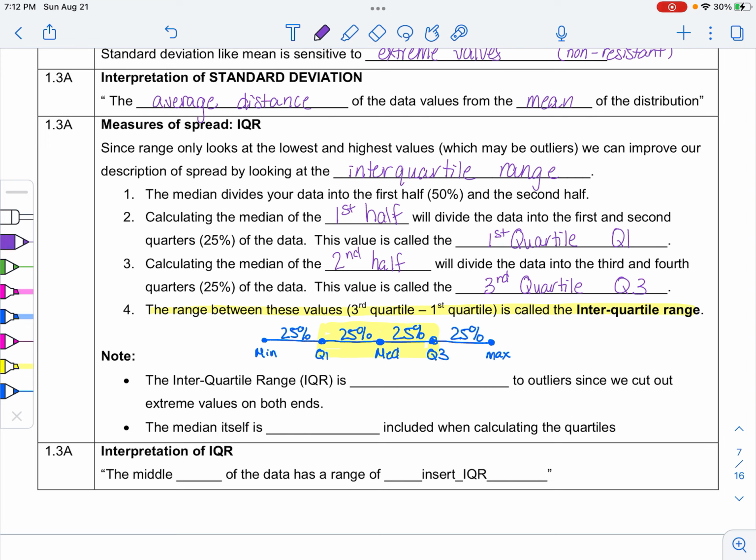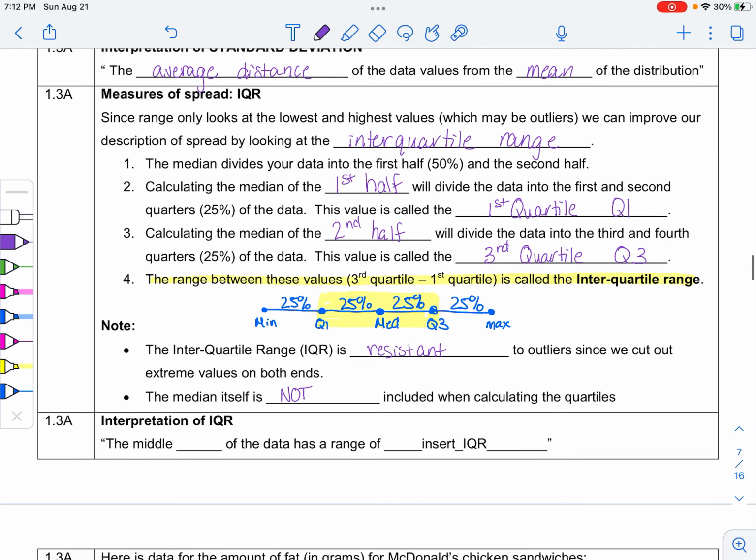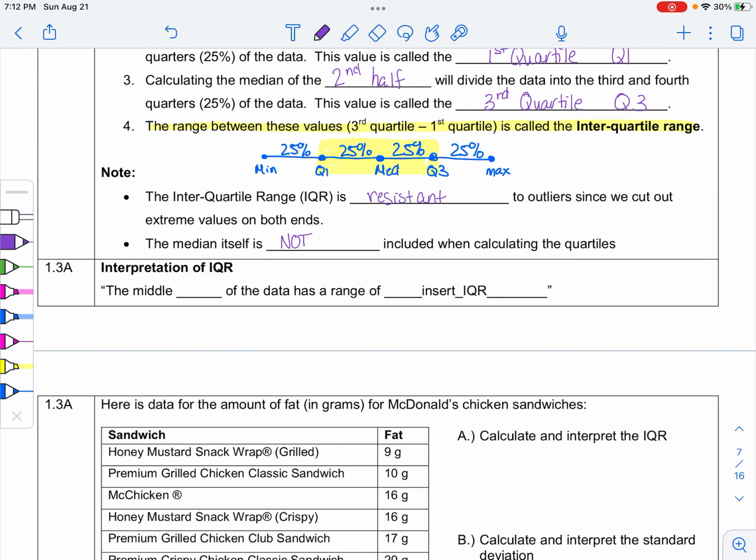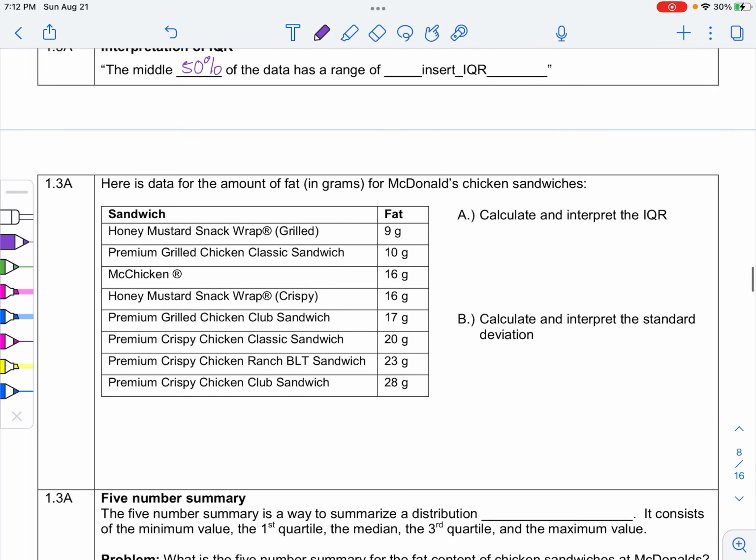Now, the interquartile range is resistant, meaning it does not change. It is not affected by outliers since we cut out extreme values on both ends when we find those quartiles. The median itself is not included when calculating the quartiles. So the phrase that you could say in your write-up is: the middle 50% of the data has a range of, and go ahead and insert your IQR.